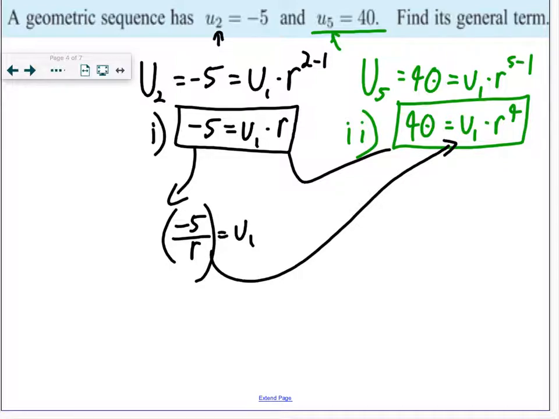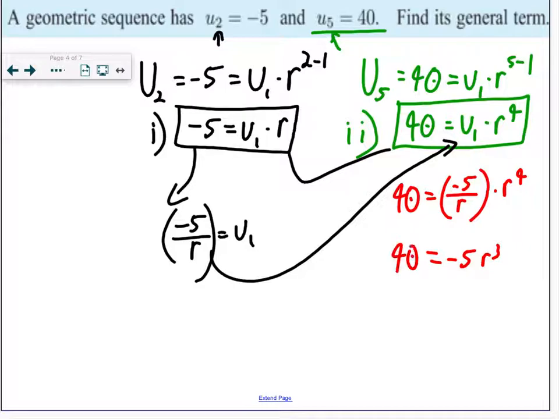That'll give rise to a new equation, and I get 40 is equal to, well, u1 I'm going to write as negative 5 over r times r to the fourth. Using my rules of exponents, r to the fourth divided by r is just going to be r to the third. So I have negative 5 r to the third is equal to 40. Divide both sides by negative 5 to get r cubed by itself, and I get negative 8 is equal to r cubed.